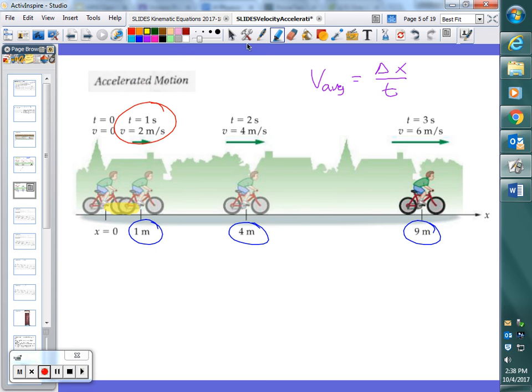However, we can look at this interval and look at his average velocity. If he starts at 0 and ends at 2, what would be his average velocity during that time?